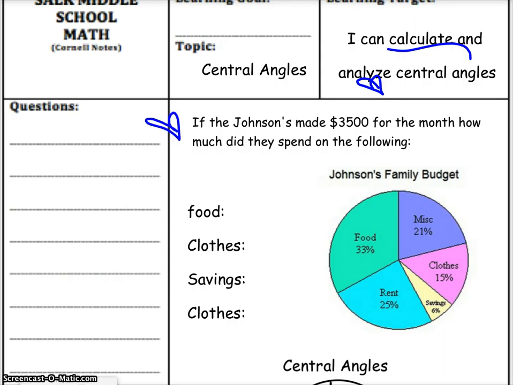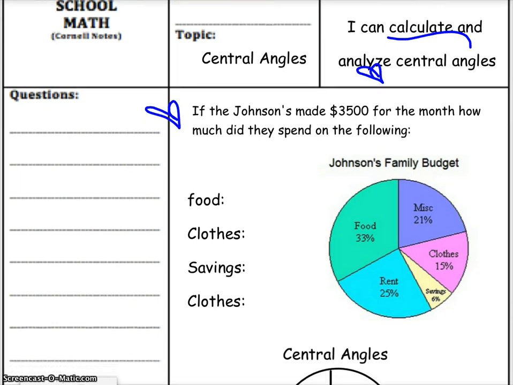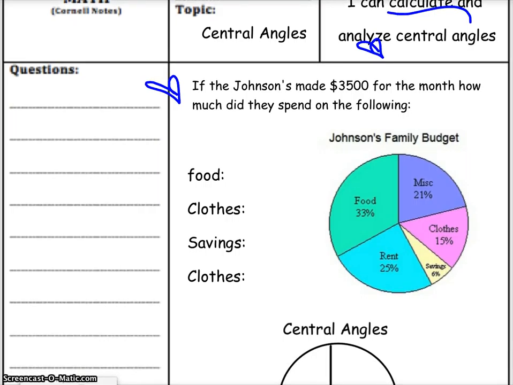If the Johnsons made $3,500 for the month, how much did they spend on the following? Here's their family budget in a circle graph. It looks like they spend 33% of their money on food, 21% on miscellaneous, 15% on clothes, they save 6%, and they put 25% of their income on rent or mortgage. How much did they spend on food?